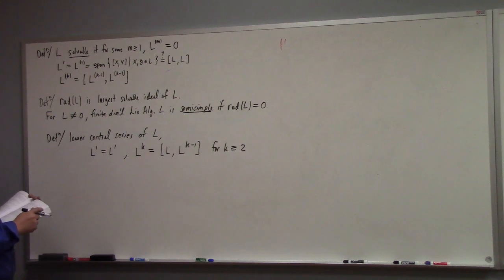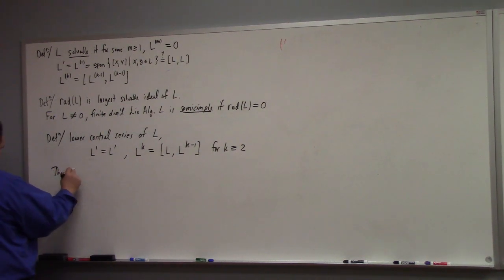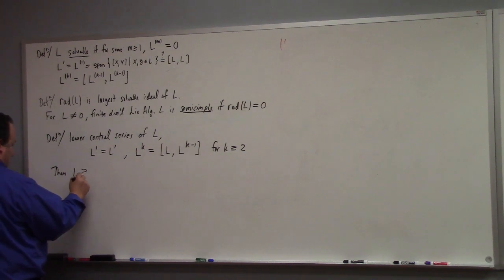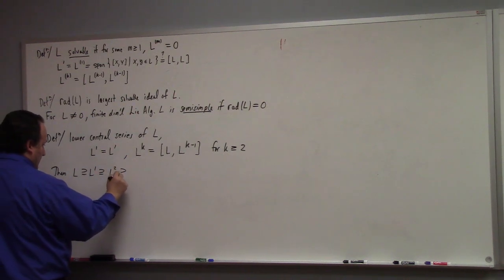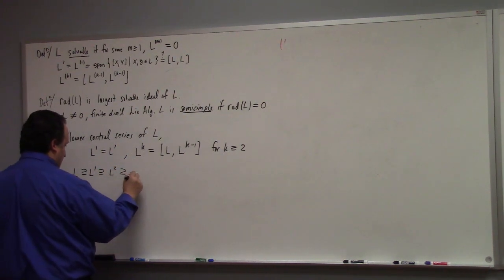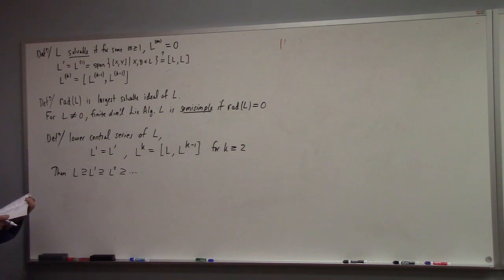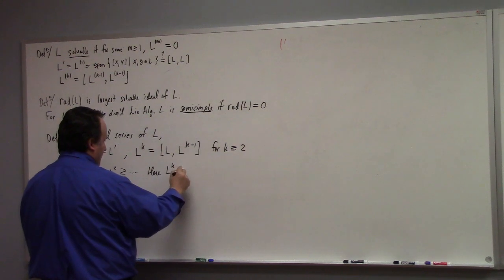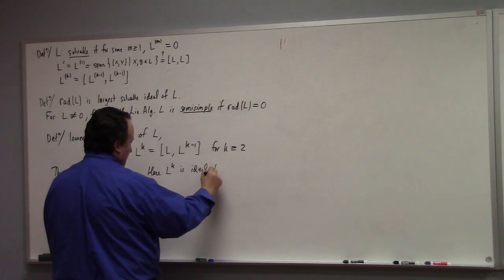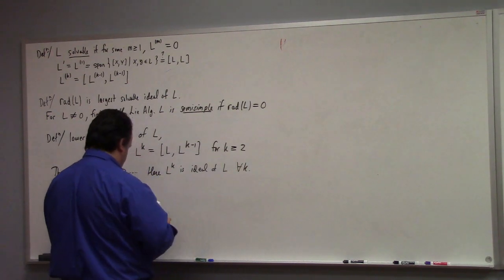And he says, then L contains L1 contains L2 contains and so on. And he says, as the product of ideals is an ideal, LK is even an ideal of L. It's not just an ideal of LK minus 1. So in fact, LK is an ideal of L for all K, okay?